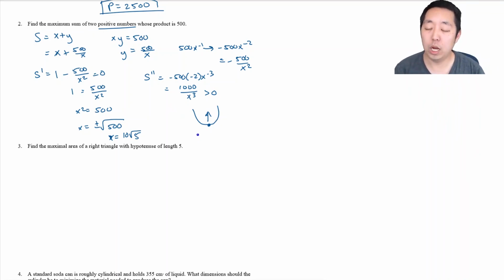So if this is a minimum, and we wanted the maximum sum of two numbers, this is a minimum.